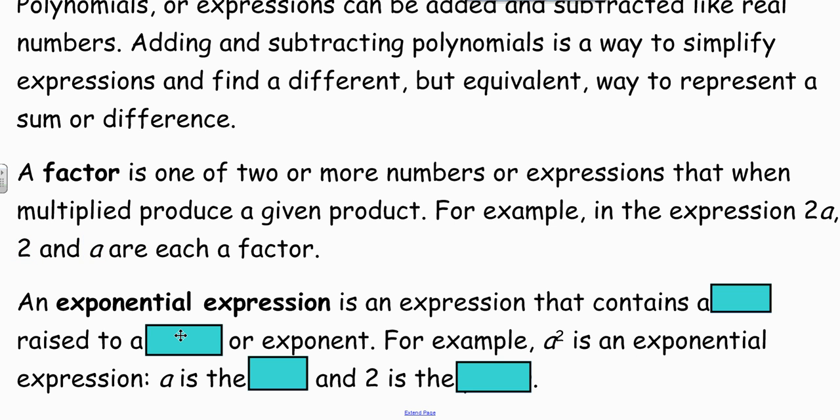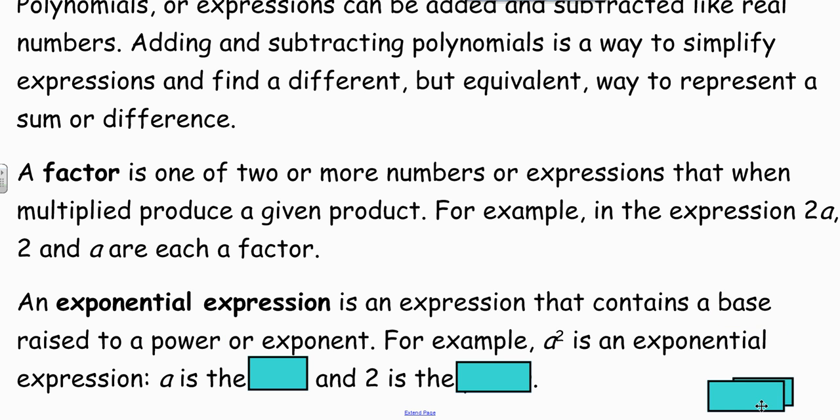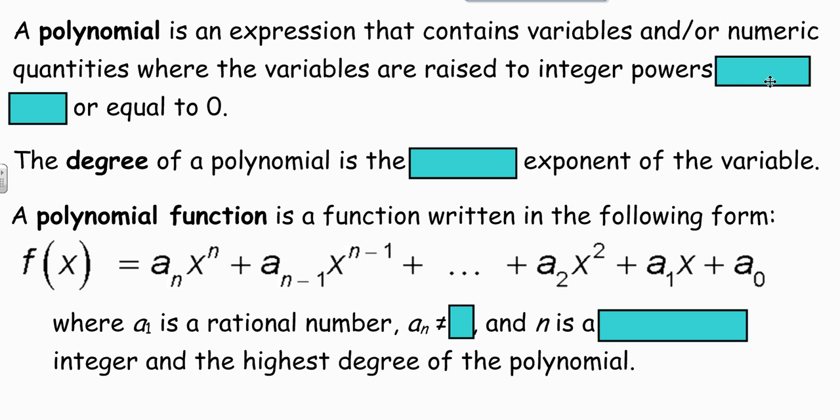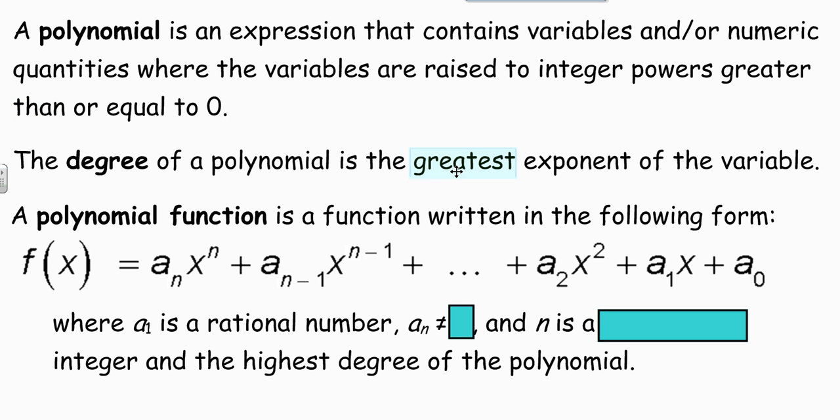An exponential expression is an expression that contains a base raised to a power or exponent. For example, a squared is an exponential expression. A is the base and 2 is the power. A polynomial is an expression that contains variables and/or numeric quantities, where the variables are raised to integer powers greater than or equal to 0. The degree of a polynomial is the greatest exponent of the variable.